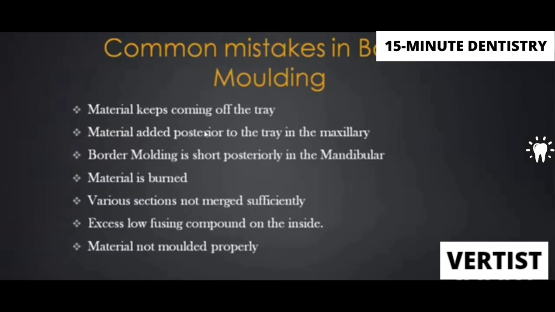For the posterior palatal seal, as I said, the material is added posterior to the tray. Don't do that. It should be on the tray. Border molding is short posteriorly in the mandibular, especially in the lingual region. This is because the primary impressions are short. We have not gone beyond the myelohyoid ridge. We have to go beyond the myelohyoid ridge, below the myelohyoid ridge, and up to the retromolar pad. Both of those areas have to be recorded so that our custom tray can be extended, because otherwise in the exam, most of the students tend to make short lingual borders.